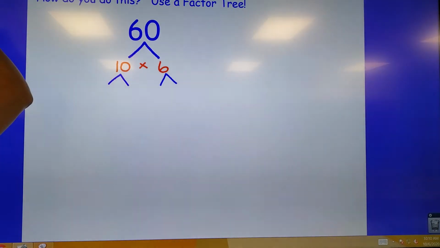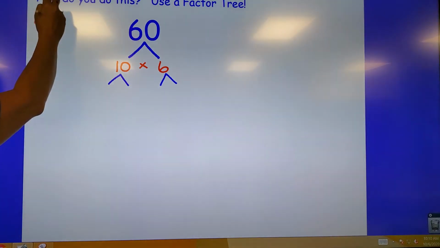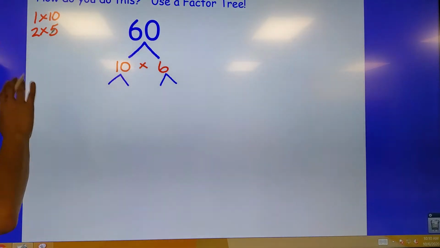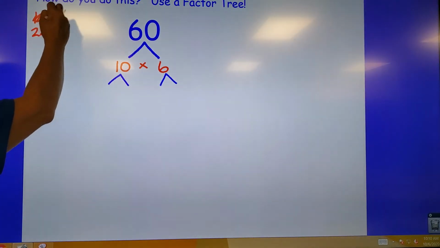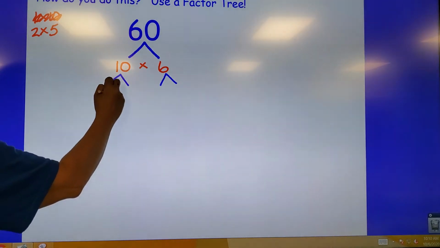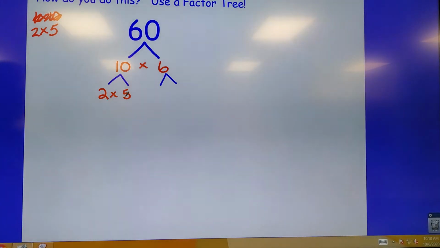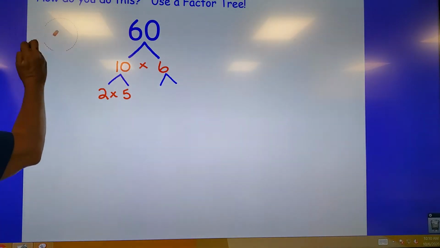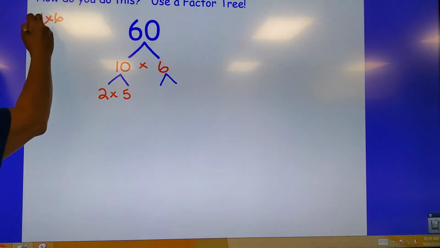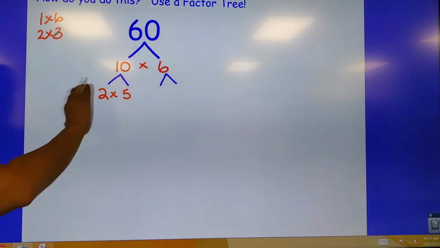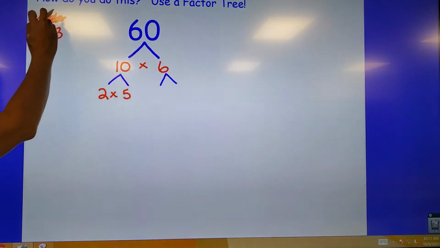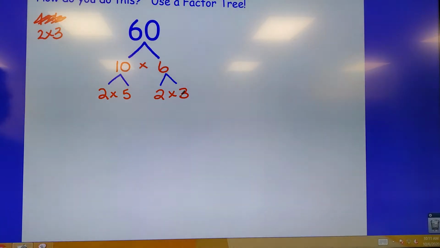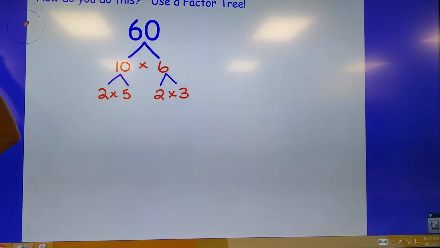For 10, so remember you have the choices 1 times 10, 2 times 5, but we cannot use a 1 in our factor tree. So that means our only choice is 2 times 5. Now, does it matter if you put 2 times 5 or 5 times 2? Absolutely not. For our 6, we have 1 times 6 and 2 times 3. Once again, can never use a 1 in a factor tree, so that means I have to use 2 times 3. Or you could have written 3 times 2. It really wouldn't have mattered.